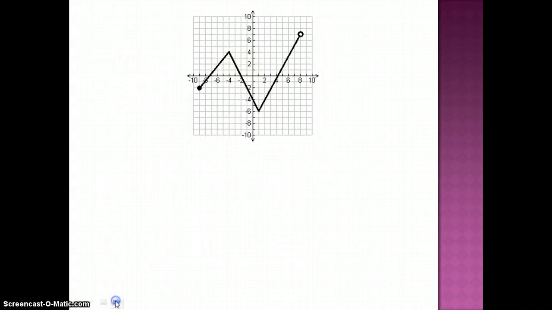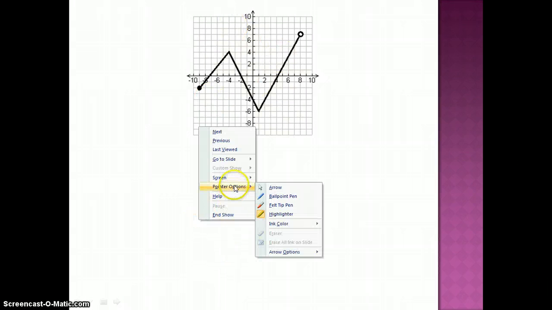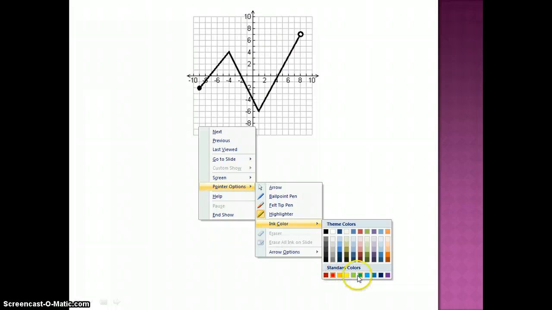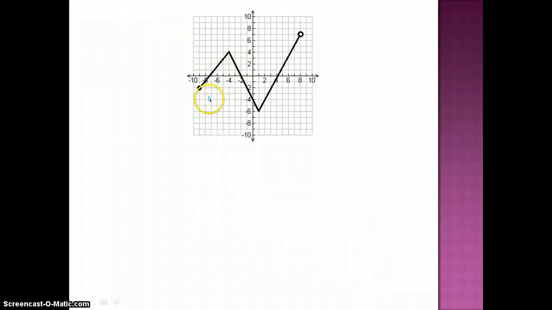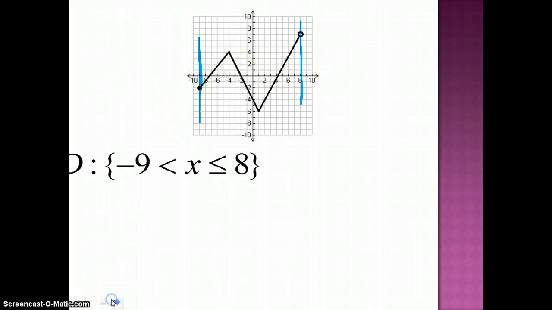Now let's look at the next graph. We have this graph. Again, for domain, we're going to go to the most left and then to the most right. So in this case, it's -9 to 8.